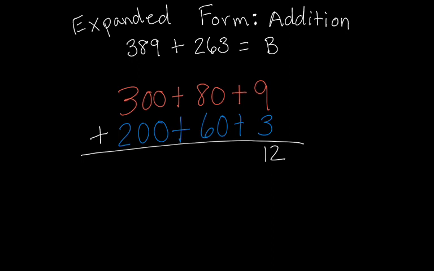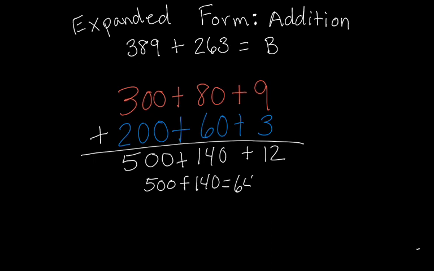This is how I have my student that I tutor do his, which is we do 9 plus 3 is 12, plus 80 plus 60 would make 140. And then 300 plus 200 is 500. So after we have all those pieces together, the student I tutor, we add them together little by little. So we can start with 500 plus 140, and that equals 640. And then do 640, add the 12. And that gets us to 652. And that would be our answer.